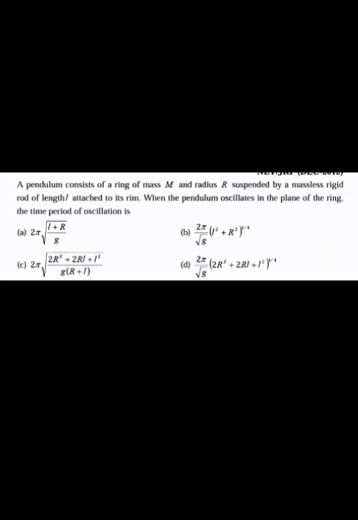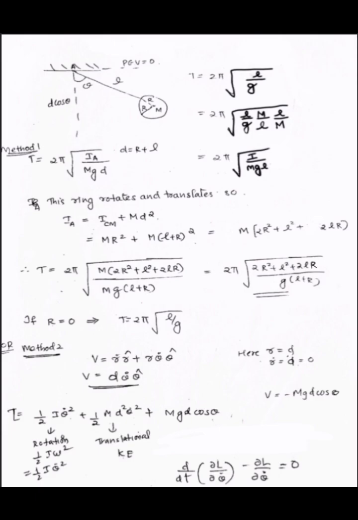Next question is, a pendulum consists of a ring of mass m and radius r suspended by a massless rigid rod of length L attached to its rim. When the pendulum oscillates in the plane of the ring, then the time period of the oscillation is dash. This question can be solved in two methods. The first method is, here it is mentioned that the pendulum is having a mass m and the radius, let it be r, and the length be L.